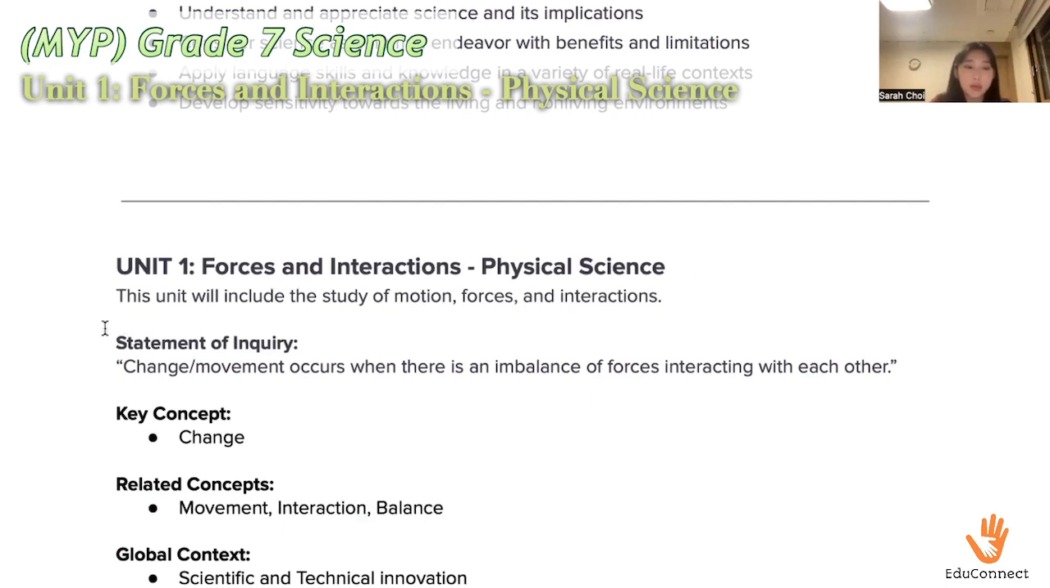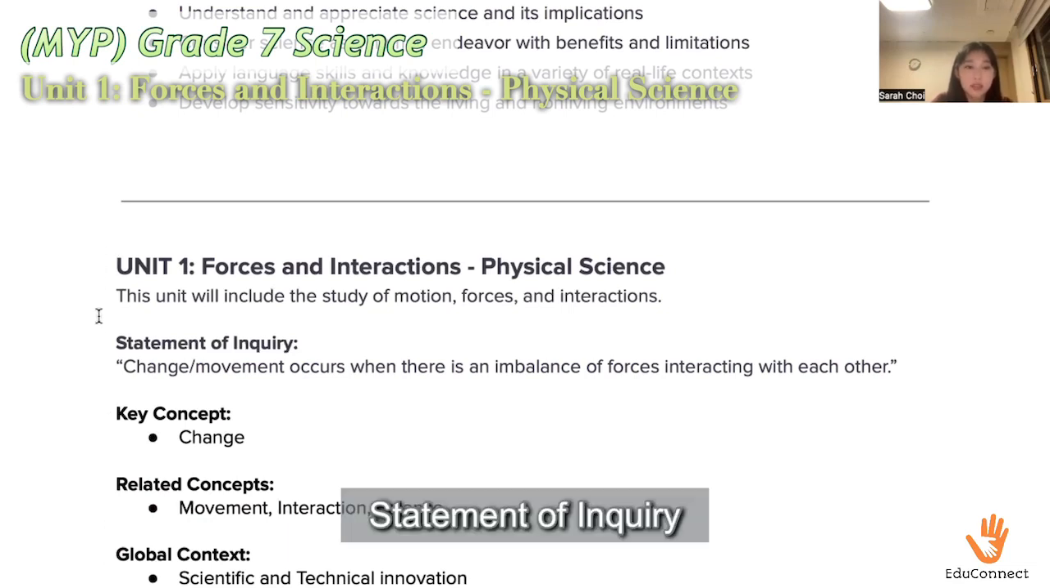So the IB MYP will always have a statement of inquiry, key concept, related concept, and global context. The statement of inquiry is basically a central question or guiding statement that frames the inquiry-based learning in an MYP unit. It explores an open-ended and often broad concept that encourages the learner to investigate and pushes them to develop a deep understanding of the topic.